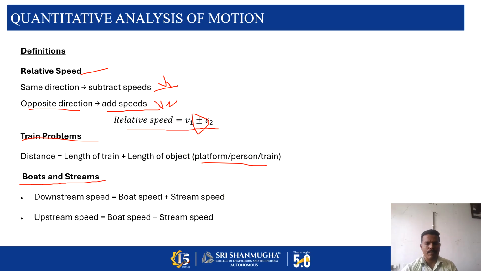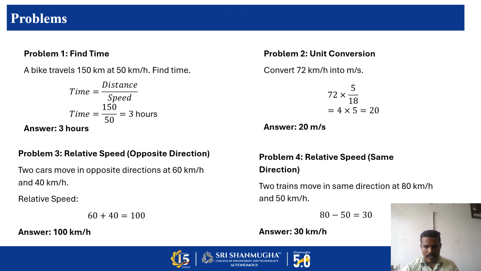Next is boat and stream. For a boat we have two classifications, one is down and one is up. Upstream is the boat speed minus the stream speed. Downstream is the boat speed plus the stream speed. These are the contents of boat and train. Go for the next slide.